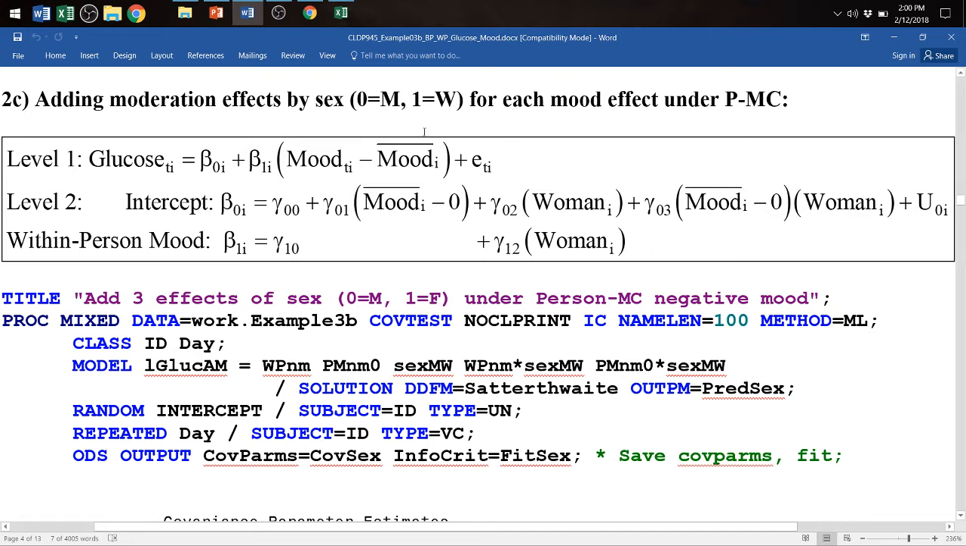The intercept, on the other hand, does have person mean negative mood as a main effect. Main effects predict the intercept here at level 2. It has a main effect of gender, and it has person mean negative mood by gender. That's a two-way interaction among level 2 variables, and so that goes on the intercept line. And it is the third term predicting beta 0, which is why it is gamma 03.